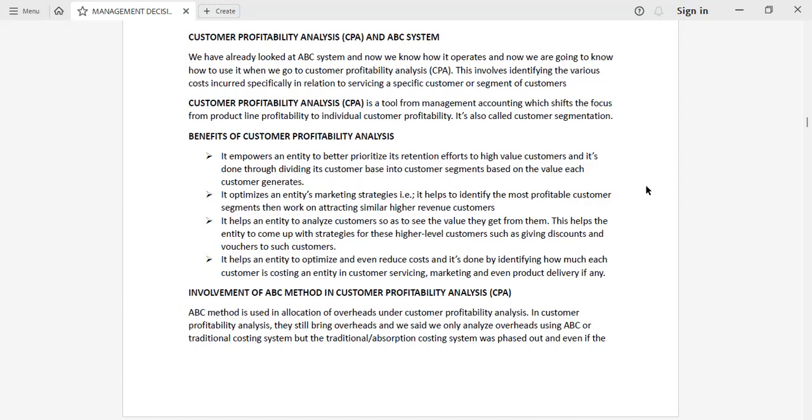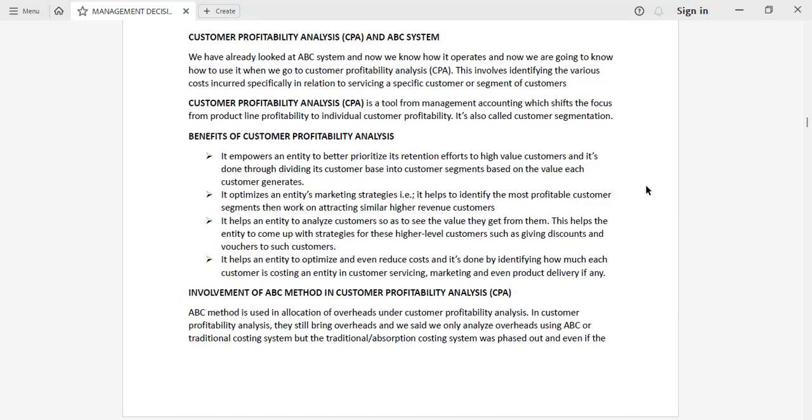Maybe we can look at some of the benefits of customer profitability analysis. Why do we need to analyze our customers to see how profitable they are to the company, or how worthy they are to the company? One, it empowers the entity to better prioritize its retention efforts to high-value customers. And that is done through dividing its customer base into customer segments based on the value each customer generates.